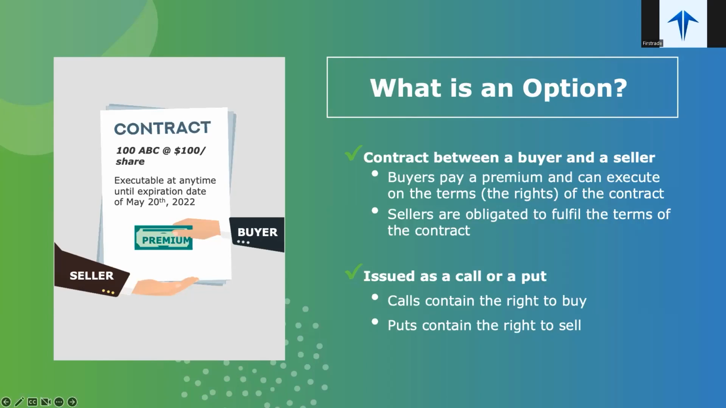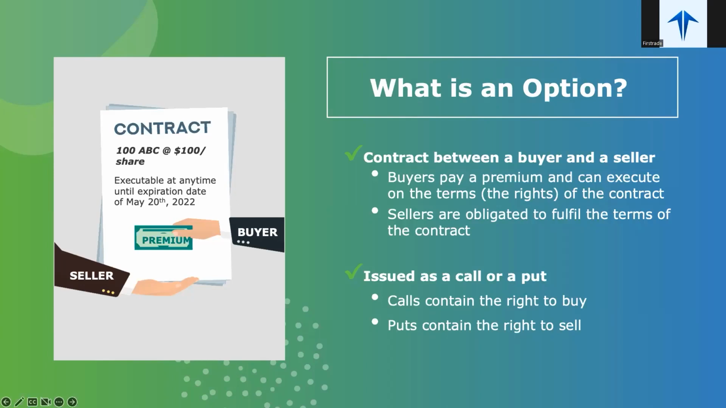Sellers are the passenger. They're on the other side of the contract. They're obligated to fulfill the terms of the contract. They receive the premium, so they keep that premium, but they don't want the contract, on an individual basis, to have any value at all. They don't want it to be executable upon. That's in the most simplistic terms.